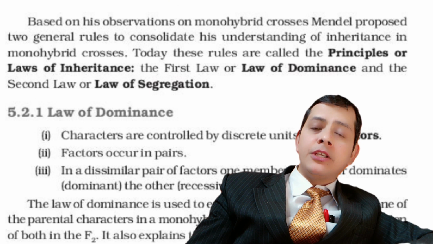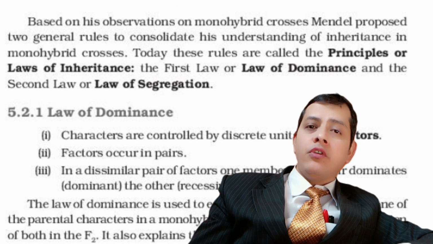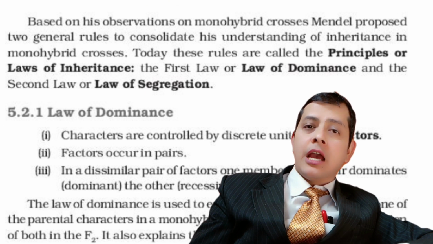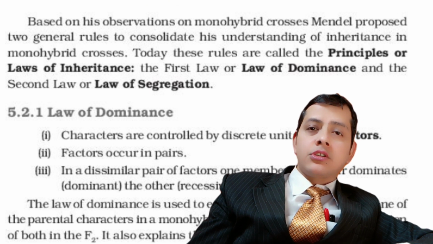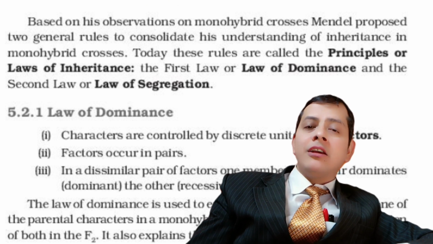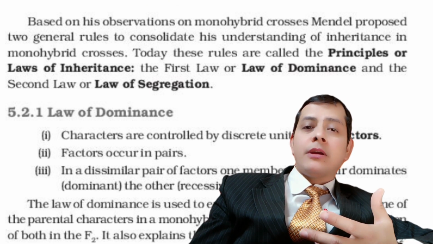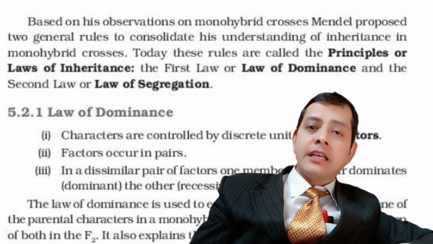On the basis of this, we can state a law called the law of dominance. When you study a monohybrid cross, in a hybrid one of the characters is dominant and is expressed, whereas the other character is recessive and is not expressed. The expressed character is written in capital letter, whereas the unexpressed character is written in small letter. Along with this, you can also add 2 more points: Mendel called genes factors, and factors always occur in pairs. So these are the 3 points you can state in the law of dominance.